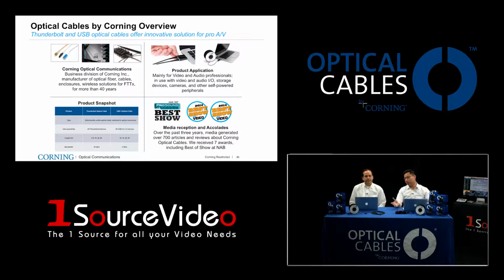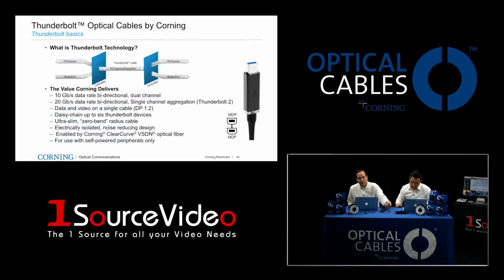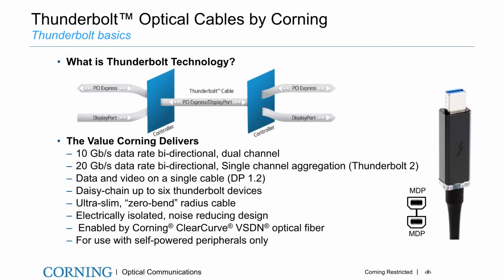And now Jamie will take you through a deep dive into our Thunderbolt optical cables. Thank you, Joshua. What I'm going to talk about is what Thunderbolt technology is at its core. Thunderbolt is a protocol that can transport PCIe, which is basic data generated in the computer, as well as DisplayPort, or video. It can multiplex those signals and transport them over one single fiber or cable.